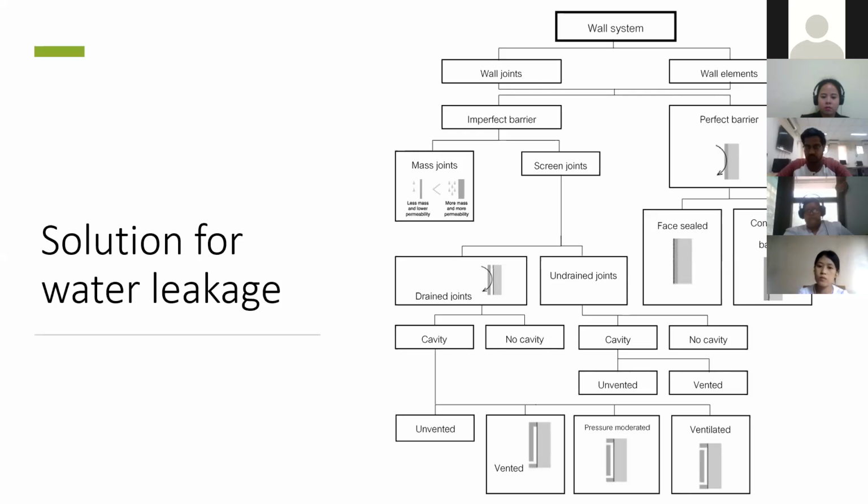The literature review on the solution for water leakage is categorized in terms of the rain control strategy. For the wall system, there are two sides, which are the wall joint and the wall element. The wall joineries are called an imperfect barrier because it's not one layer of material. There are two main types: the mass joint, which can be a grouted, non-shrink grouted joinery, and the screen joint, which is open with nothing filled inside. The subcategories for that are the undrained and the drained joints.